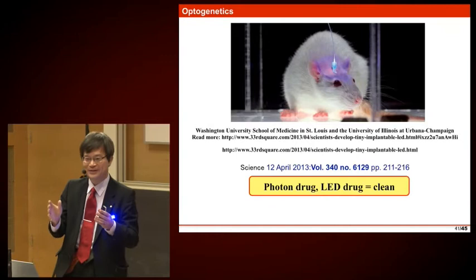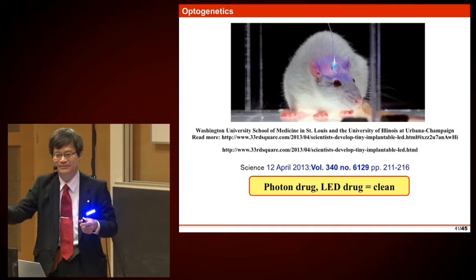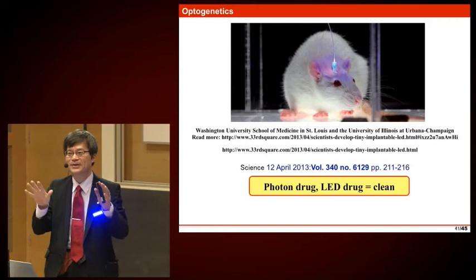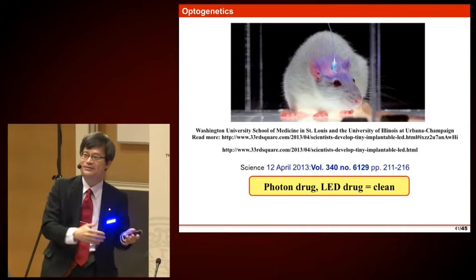They cut the skull, very tiny, then insert small LEDs inside the brain. If they emit blue light, the mouse becomes very active. But if they emit orange light, the mouse sleeps. They can already control the activity of animals.